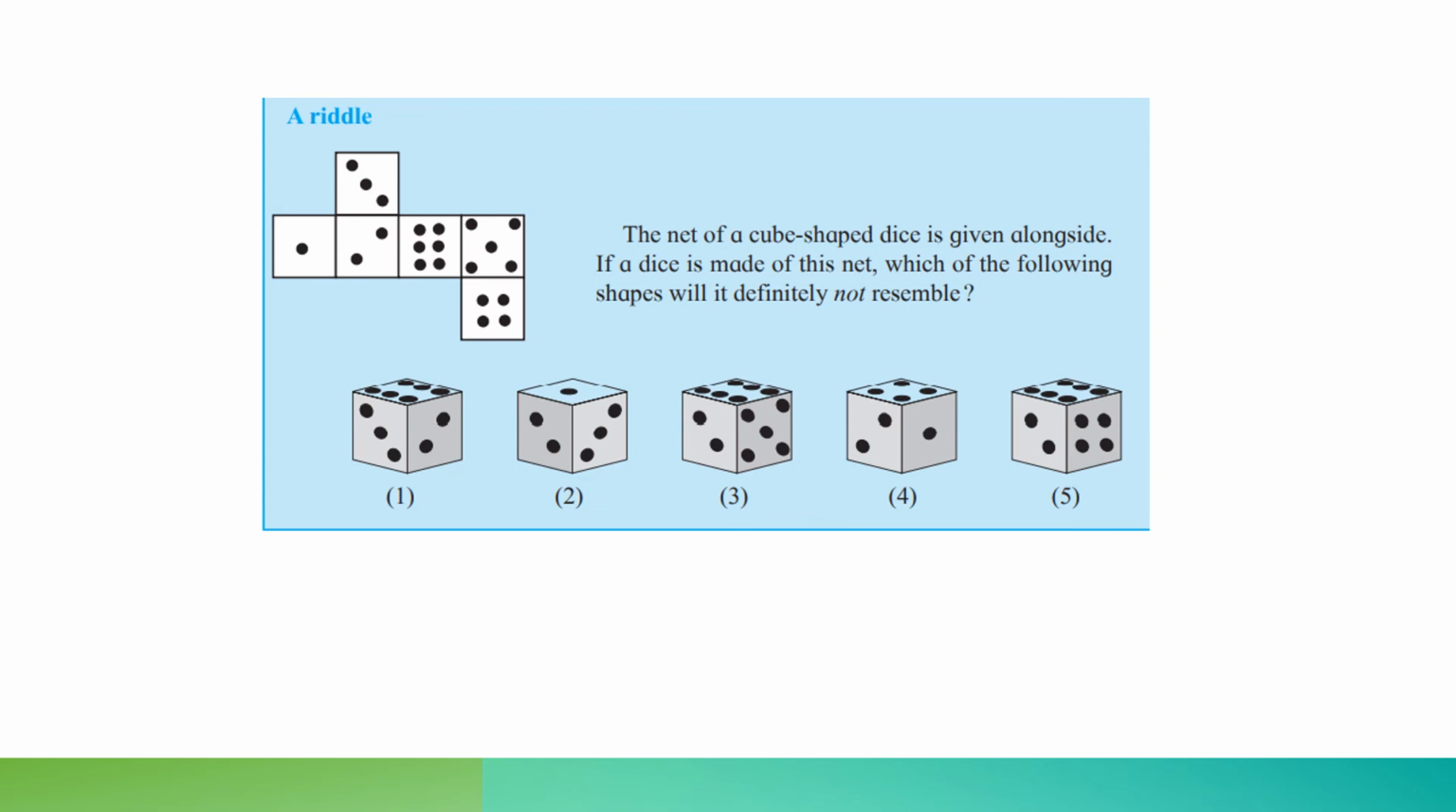And there is a question like this in your textbook. The net of a cube shaped dice is given alongside. This is a net. If a dice is made from this net, which of the following shapes will definitely not resemble it? One of them is not possible. I am not going to give the answer. You must imagine it, and not ask anybody. You will try to imagine: is this possible to form, is this possible to form, is this possible to form, one of these is not possible. Which one is that? That is the question.